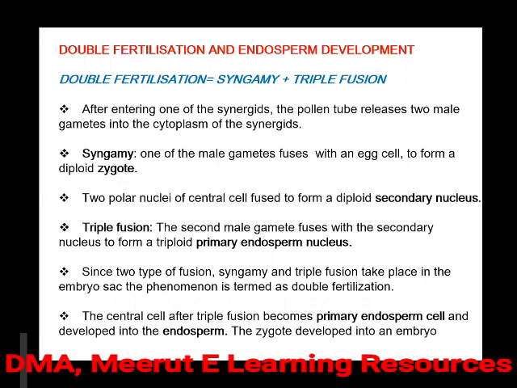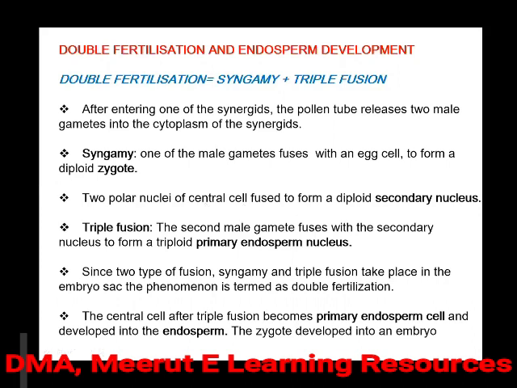So, one male gamete out of the two male gametes of the pollen tube fuses with the egg, resulting in formation of a zygote, and this process is called syngamy. Another male gamete fuses with the polar nuclei of the central cell, resulting in formation of a triploid structure which is called the primary endosperm cell, and this process is called triple fusion. Why triple fusion? Because three nuclei are going to fuse together.